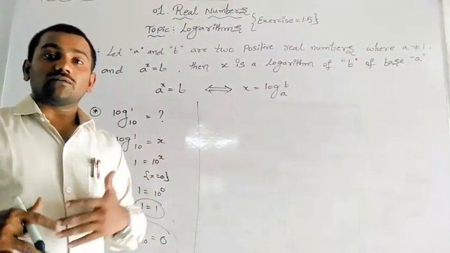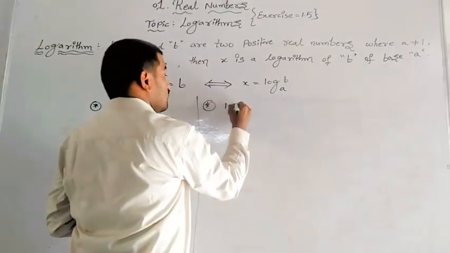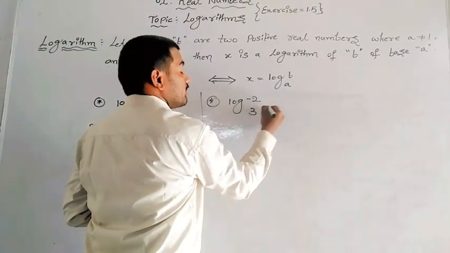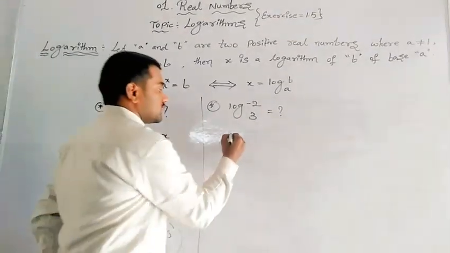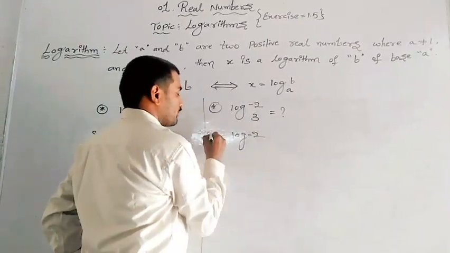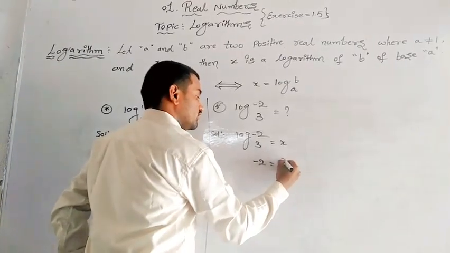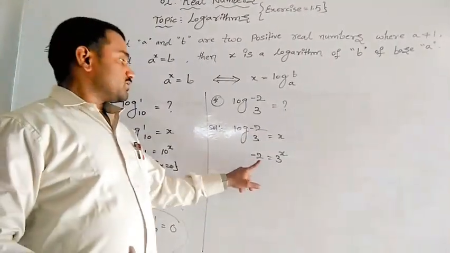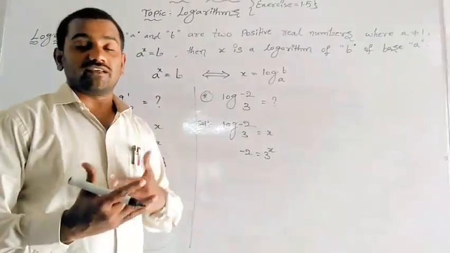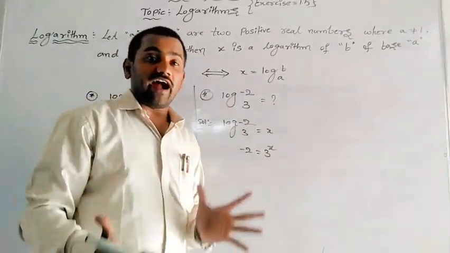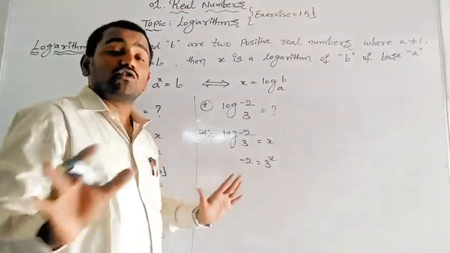Let's see where logarithms are not possible. This is also a very important concept to understand our definition. Let's take log of minus 2 with base 3. Let log minus 2 base 3 equal x. Then minus 2 equals 3 to the power of x. You see, this minus 2 cannot be written as base 3. So here this solution cannot be defined. We can't find any answer here. Do we get the x value? No, it's not possible to get the x value.